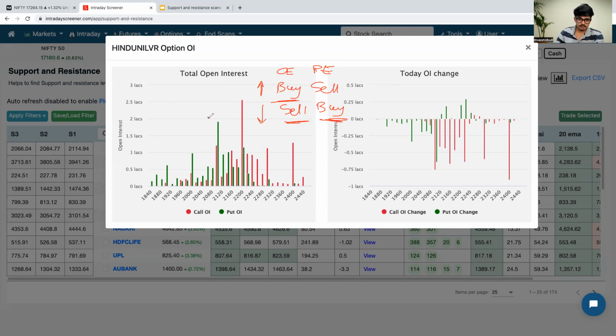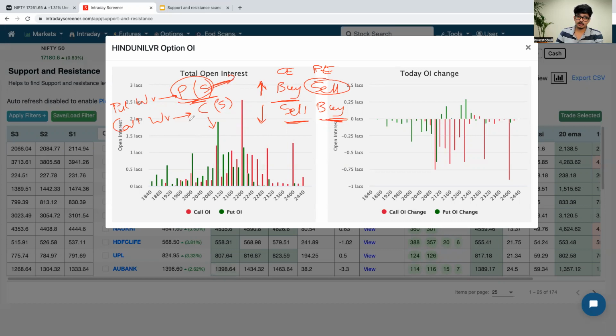So here, what is happening? What did I say when put writing is happening? Puts are getting sold. What do you mean by call writing? Calls are getting sold. I hope you guys are clear as of now. So here, put selling is happening. What do you mean by put selling? People are expecting that the stock could move up. So that is what put writing means.